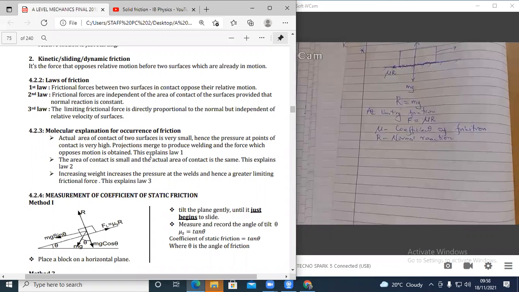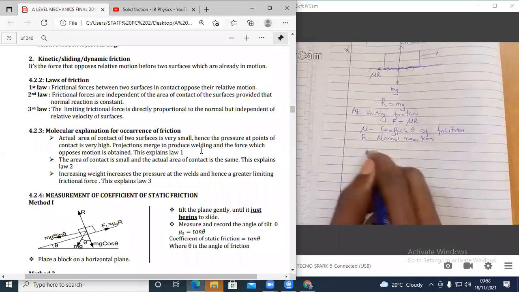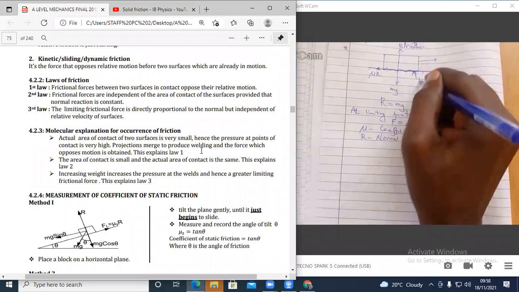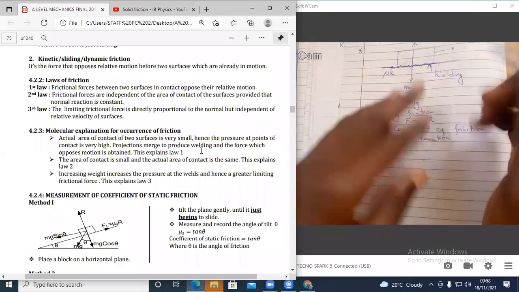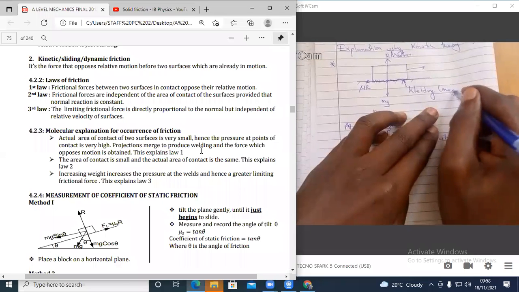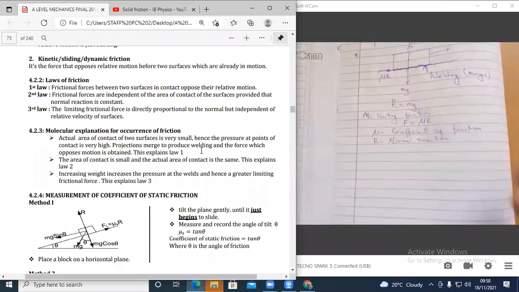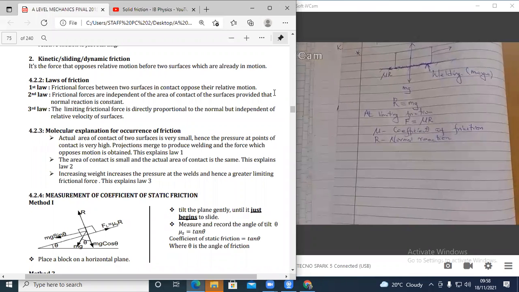The projections might produce welding. There's going to be welding here. They find that they are merged together. Welding means they are merged together. Are we together, members?